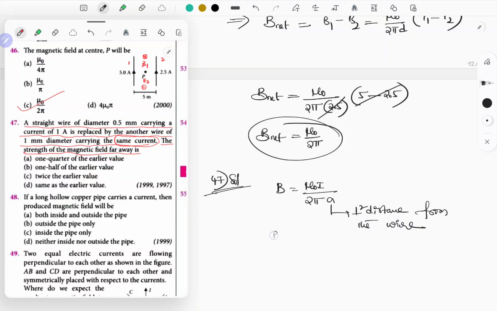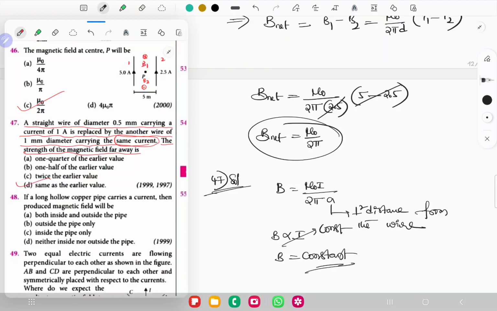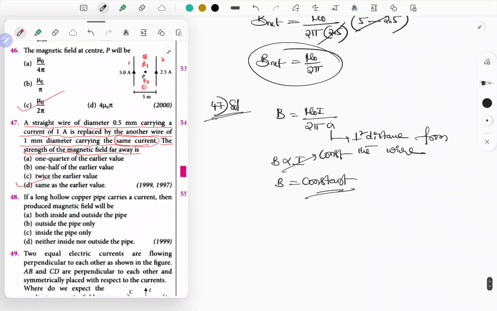As current is the same, I can say B is directly proportional to I here. As it is constant, the magnetic field is also constant. That means it is going to be the same. There is no kind of change here. So it's the same. Option D is the correct answer.